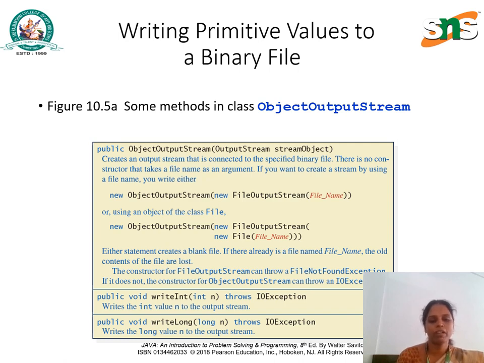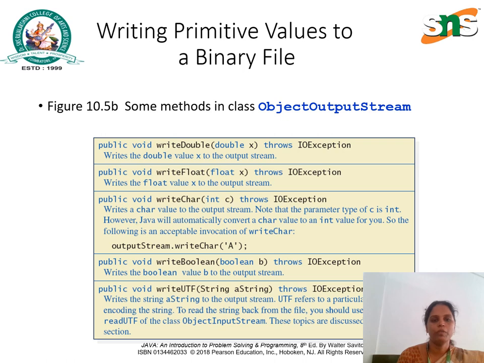Next, public void write int n throws IO exception, writes an int value n to the output stream. Public void write long n throws IO exception writes the long value n to the output stream. So writing primitive values to a binary file. So some methods in class object output stream. Public void write double x writes a double value x to the output stream. Public void write float x throws IO exception writes a float value x to the output stream. And then public void write char c throws IO exception, writes a char value to the output stream.